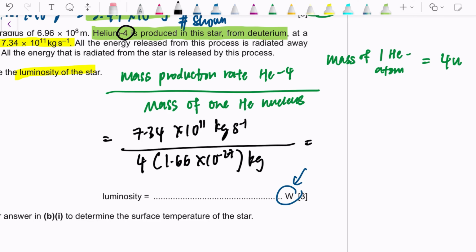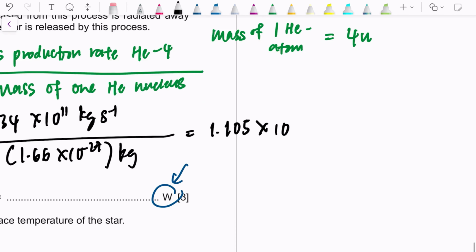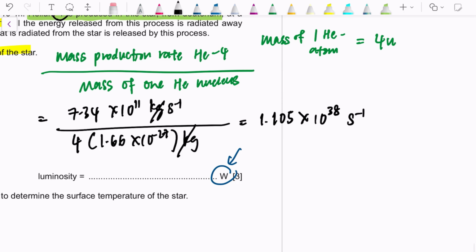Okay, so take your calculator. Remember to multiply by 4. You'll get 1.105 times 10 to the power of 38 per second. How do I know it's per second? Because kg cancels out, you will get per second. So what does this value mean? This value gives us the rate of helium-4 nuclei produced per second.